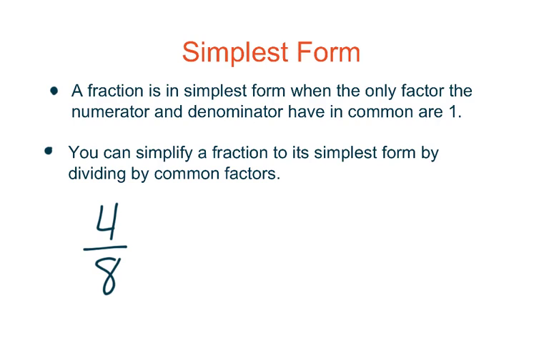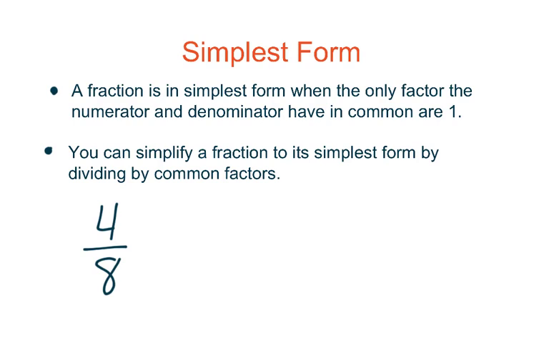So simplest form. A fraction is in its simplest form when the only factor the numerator and denominator have in common is the number 1. You can simplify a fraction to its simplest form by dividing by common factors. So what we want to do is list factors that these numbers have in common.